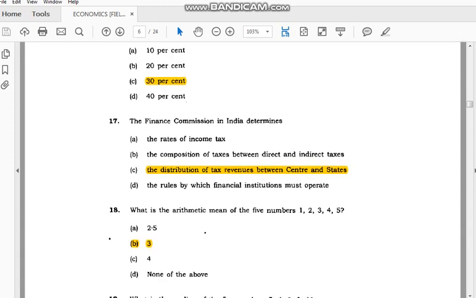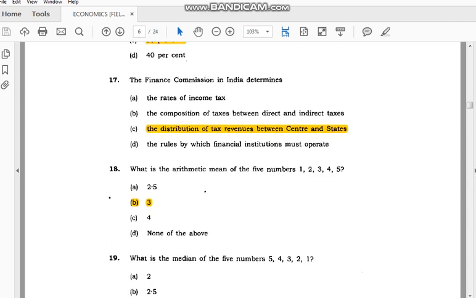The Finance Commission in India determines the distribution of tax revenue between the central government and the states. According to Article 280, it defines how much share should be given to the states. So that will be decided by your Finance Commission, and there are certain criteria to allocate the funds to different states.